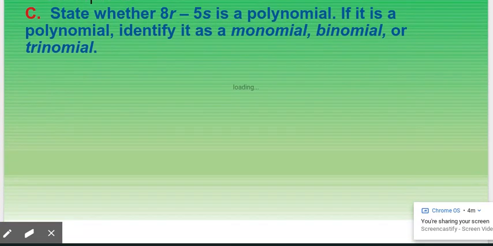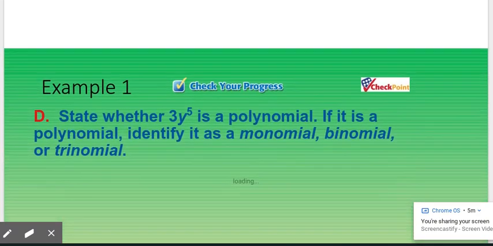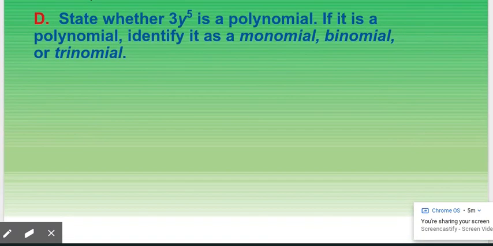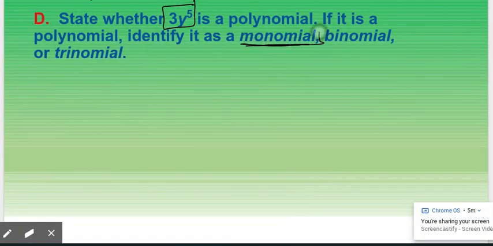Okay, letter C. This particular one, these are good, but monomial, there's two of them, so this would be considered a binomial, and the terms would be an 8r and a -5s. And the last one here, we have 3y to the fifth. No addition or subtraction separating anything. So this would be considered a monomial.